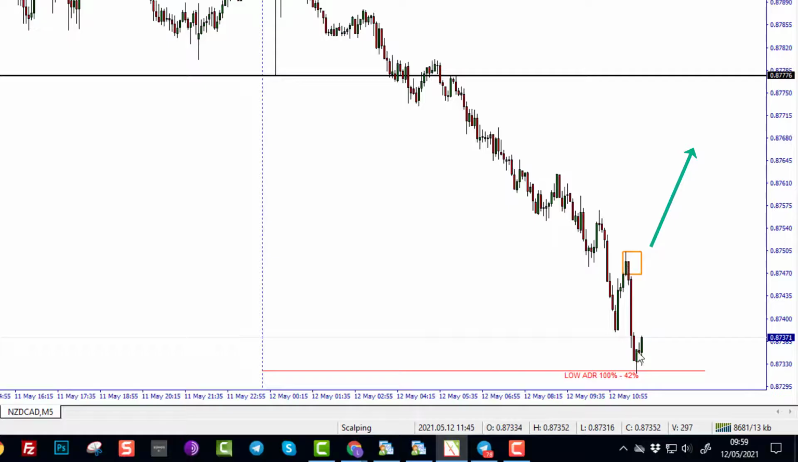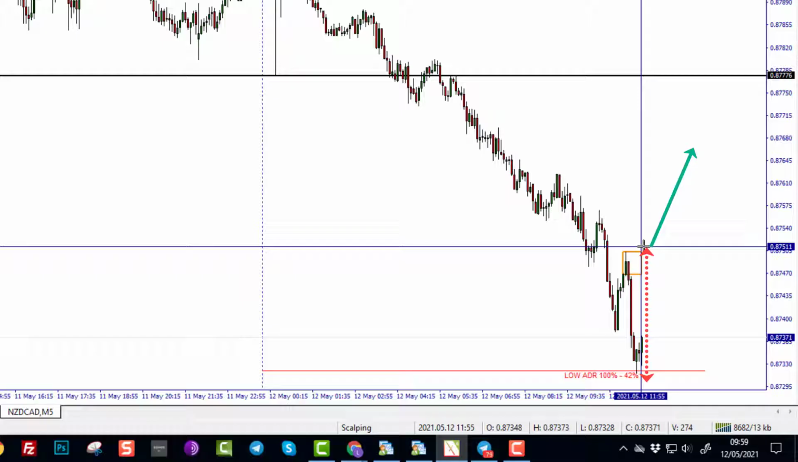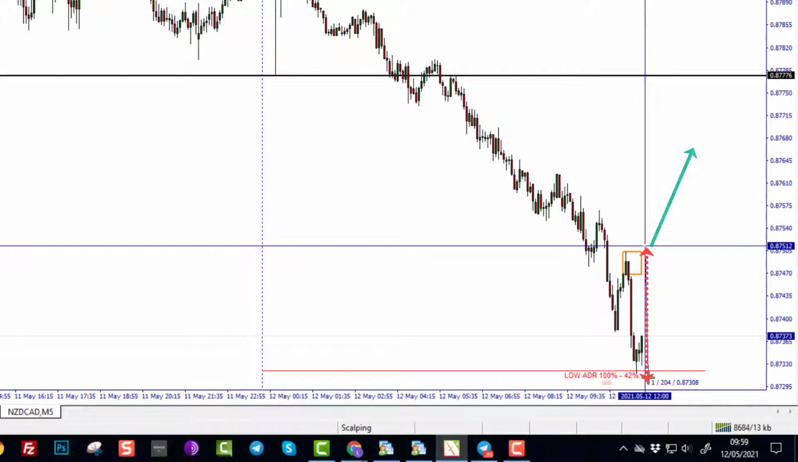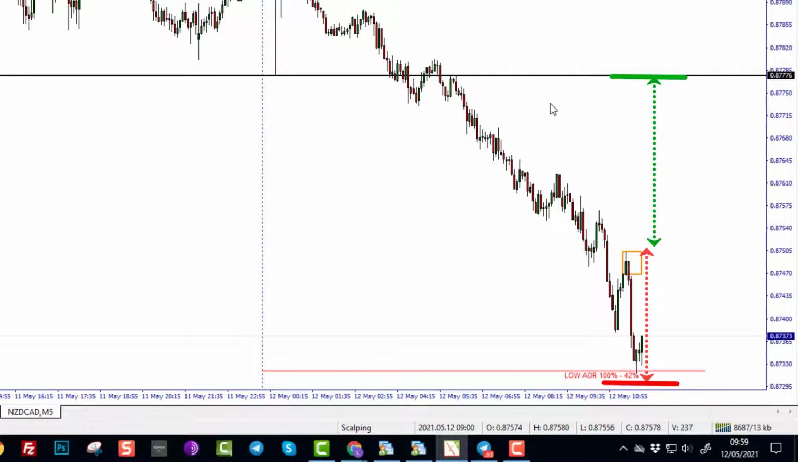The problem with this in this particular case is it's quite far away, so my stop would be roughly 20 pips here and my reward would be roughly 25. So not a great risk reward on this particular trade.